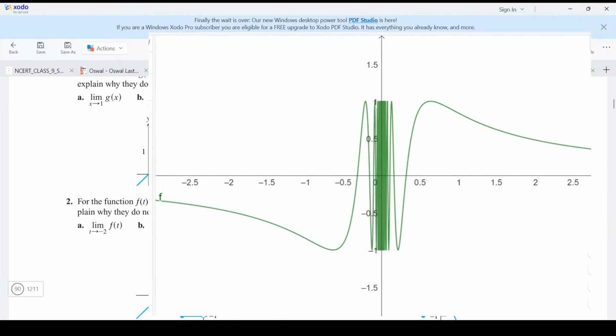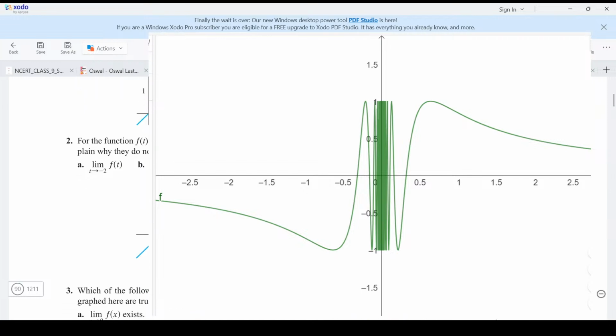Understood? So now tell me, what about this? X tends to minus 2. What is the value of the function? We are trying to say from the left, this is this, right? From the left, when x is approaching minus 2, what is the value of y? What is the value of the function?